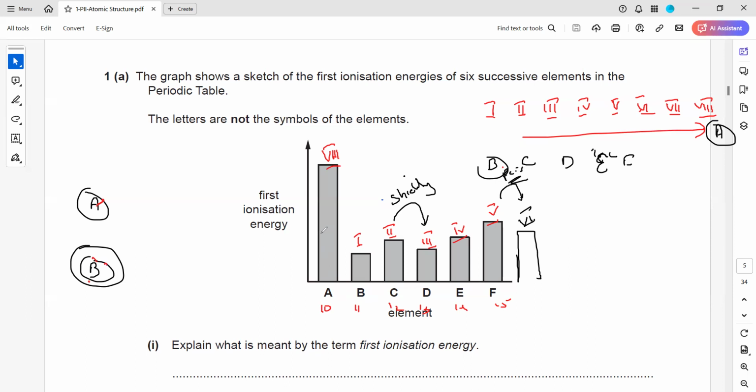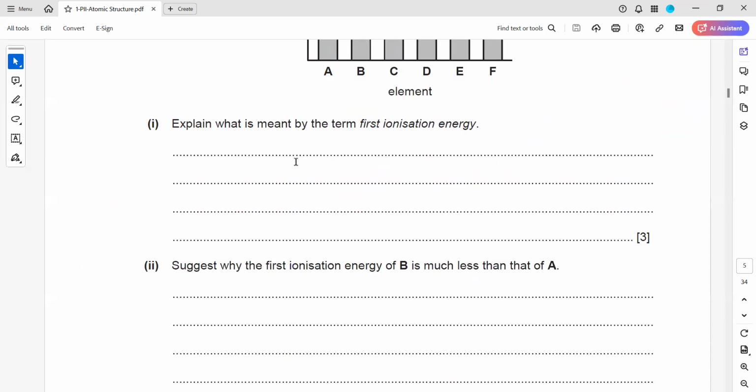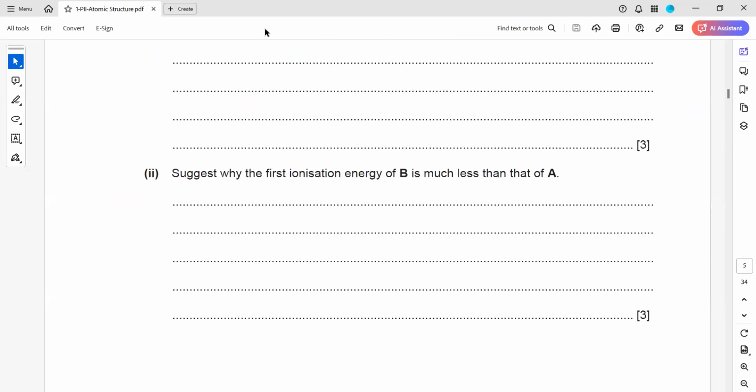So the points you have to list here: A is smaller in size compared to B, so electrons in A are closer to the nucleus, giving stronger attraction.